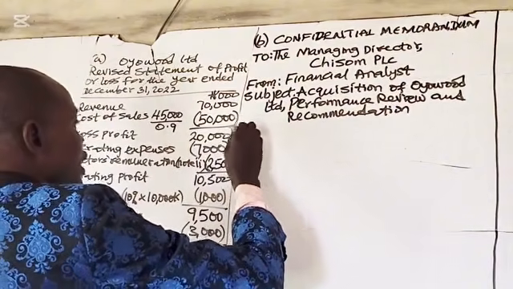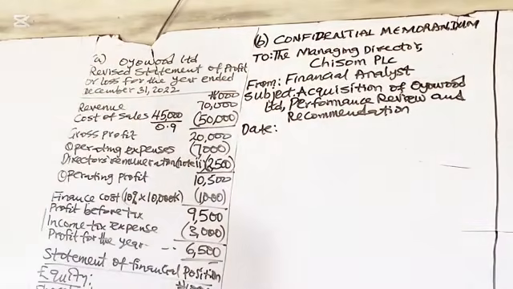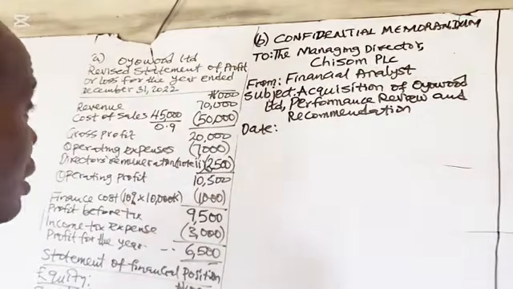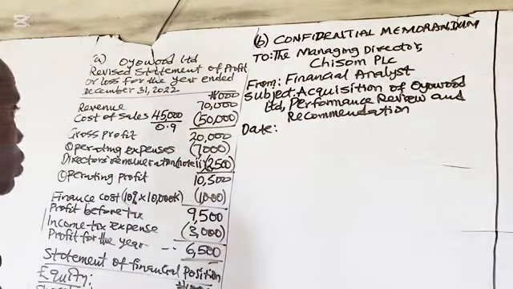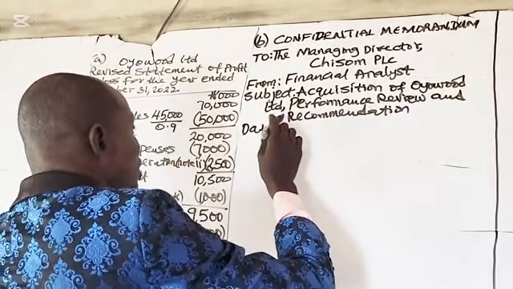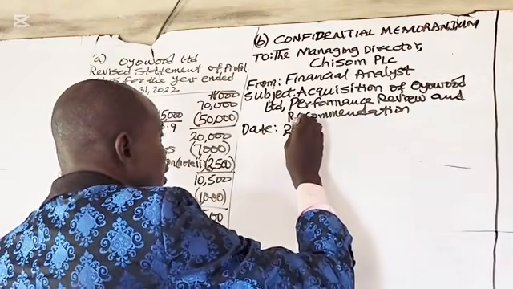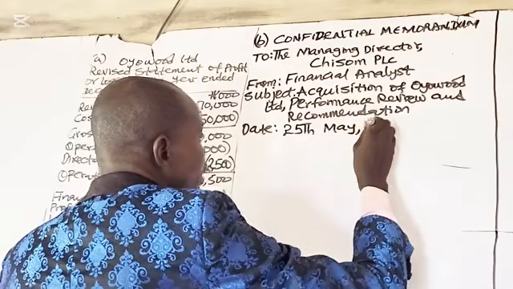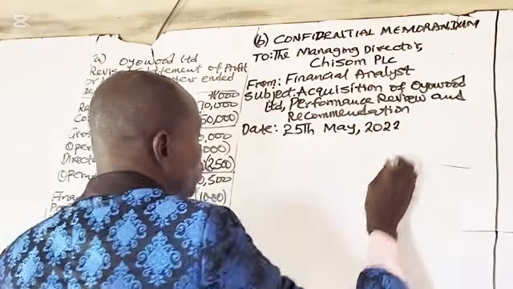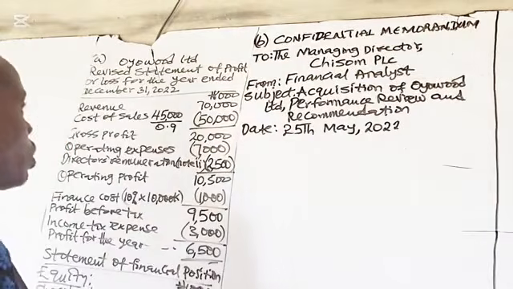Then you must have a date. This question is solved in November 2025, but since the year given in the financial statement is 2022, let's assume this report is written on the 25th of May 2022. So this is the date. Then you start with the introduction.